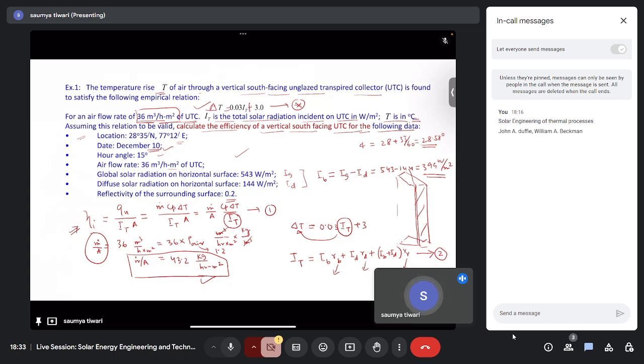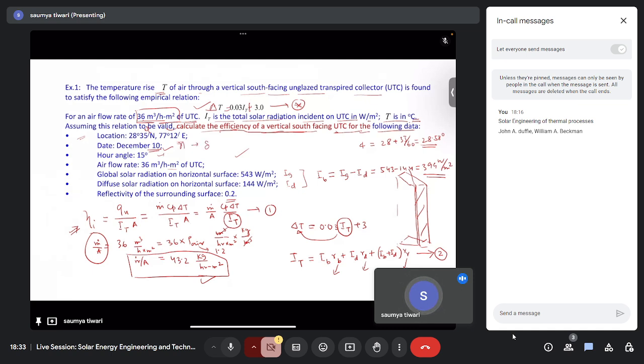For an air flow rate of 36 meter cube per hour per meter square of UTC, I_T is the total solar radiation incident on UTC in watt per meter square. ΔT is in degrees Celsius. Assuming this relation to be valid, calculate the efficiency of a vertical south facing UTC for the following data. The location is given, so the longitude and latitude are given. The date is given. You can calculate N from here, and you can calculate the declination angle.